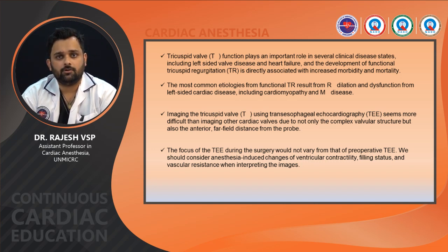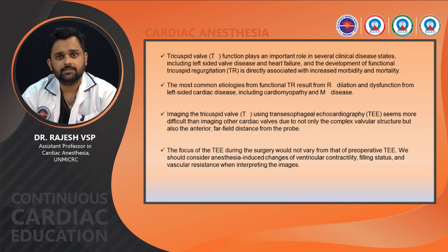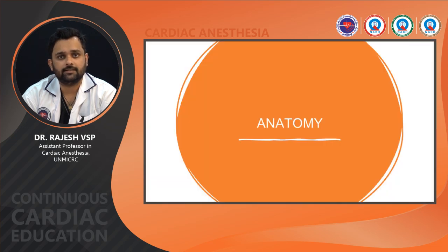Imaging the tricuspid valve using transesophageal echocardiography, that is TEE, seems more difficult than imaging other cardiac valves due to not only the complex valvular structure but also the anterior position and far-field distance from the probe. The focus of the TEE during surgery would not vary from that of preoperative TEE. We should consider anesthesia-induced changes of ventricular contractility, filling status and vascular resistance when interpreting these images.